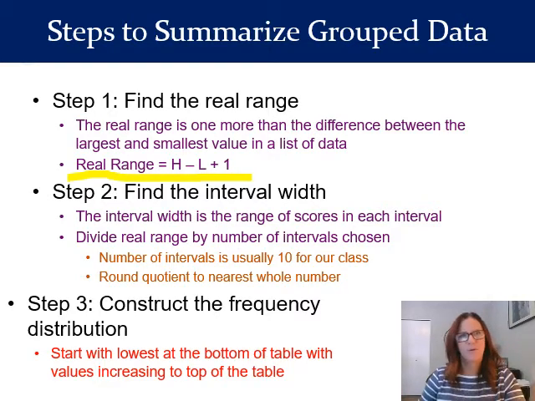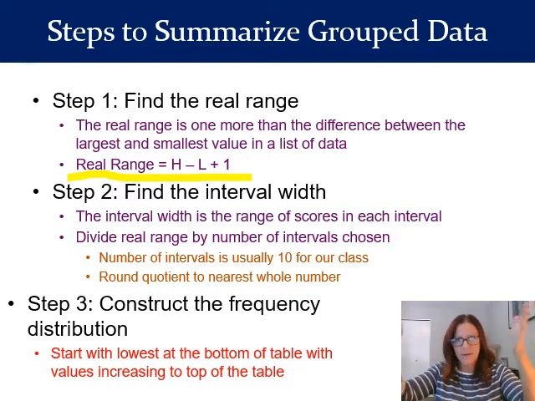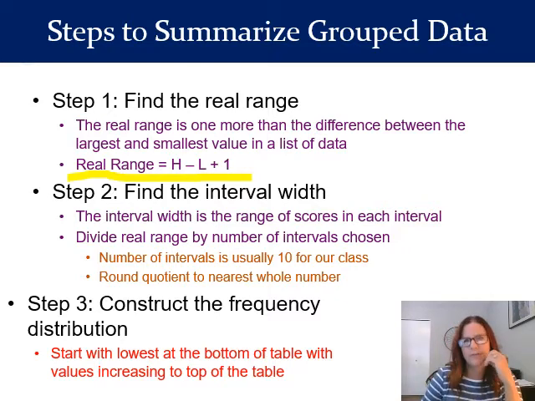So if your lowest number is the number 30, actually 30 starts at 29.5 and it ends at the upper 30.5. It's that entire span. So that includes the upper and lower real limits. So once you get your real range, then you can find that width, which is ultimately our goal. Like, how many scores are you going to include in each interval? So what you do is you divide that real range by the number of intervals you want. Remember, the number of rows.